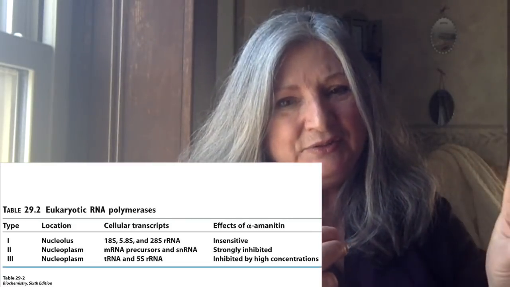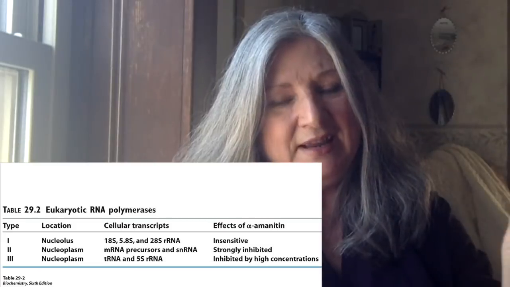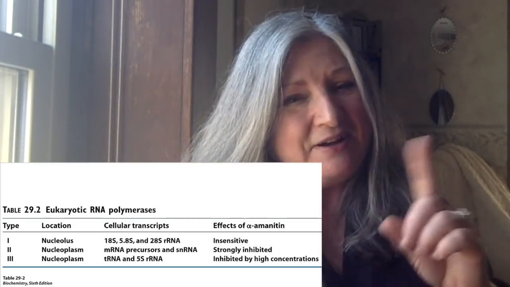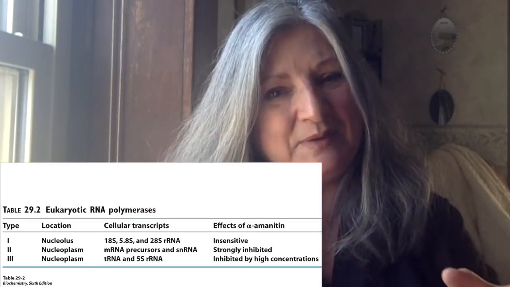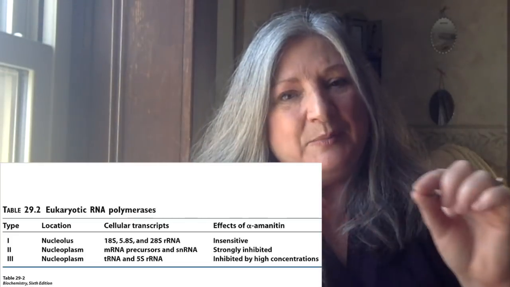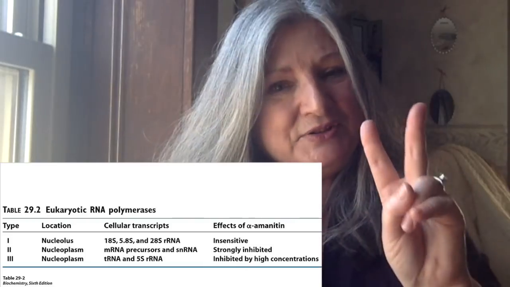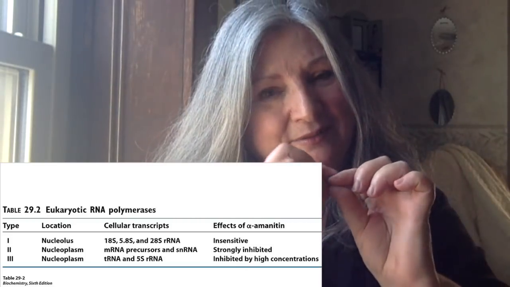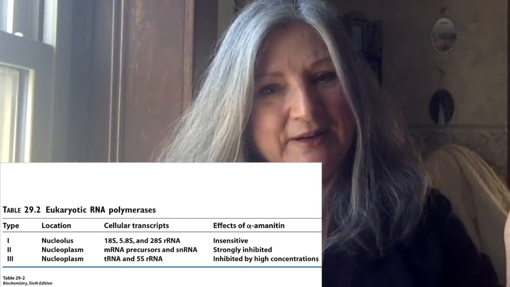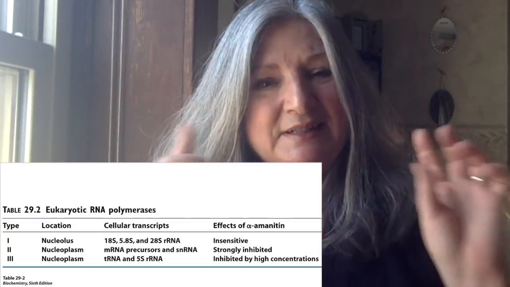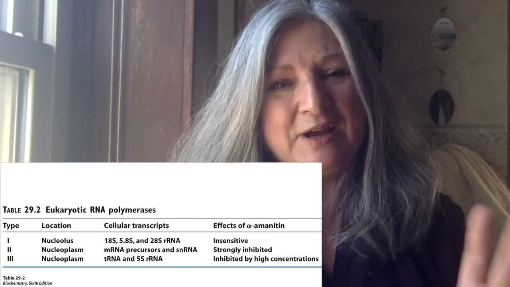RNA polymerase 2 transcribes messenger RNA and also SNRPs. We'll talk about those in a minute when we talk about splicing. Those are small ribonucleic acid protein particles. So, Pol2 transcribes messenger RNA and SNRP RNA. Pol3 transcribes tRNAs and also 5S ribosomal RNA.